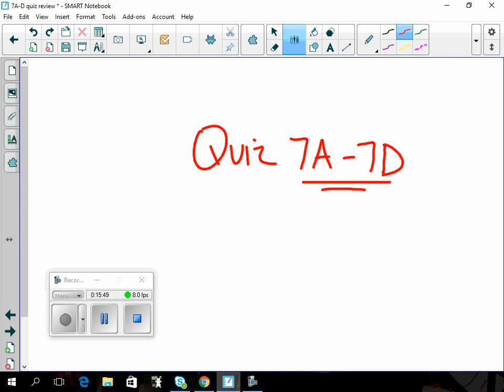What I want you to work on is problems 6, 7, and 11 on this worksheet that you were given out in class. You also are going to get your 7D, which you should be turning in today, which is your area of sectors and arc length. So you have a quiz on all four sections next class.